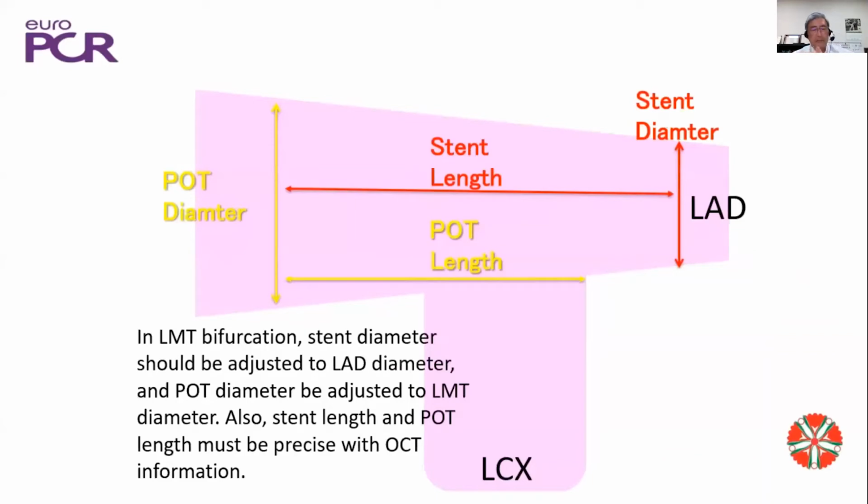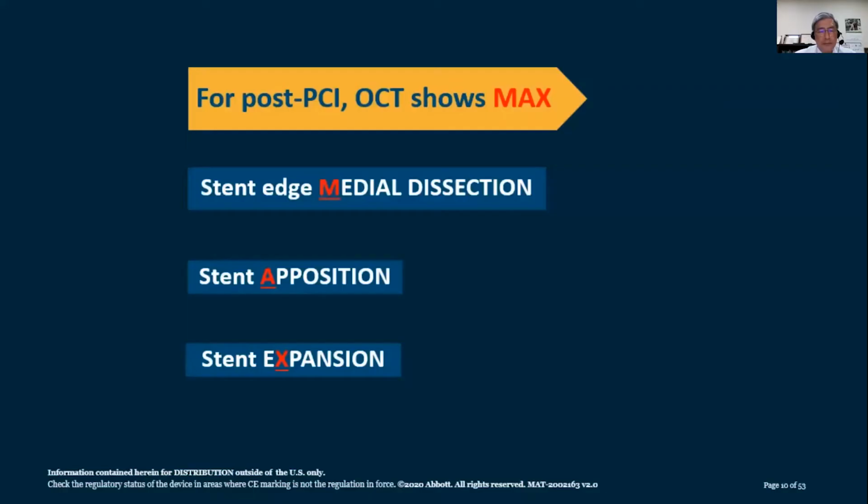For example, in left main trunk bifurcation, stent diameter should be adjusted to LAD diameter, and POT diameter should be adjusted to LMT diameter. Also, stent length and POT length must be precise with OCT information. For post-PCI, OCT shows MAX. M means stent edge medial dissection, A means stent apposition, and X means stent expansion.